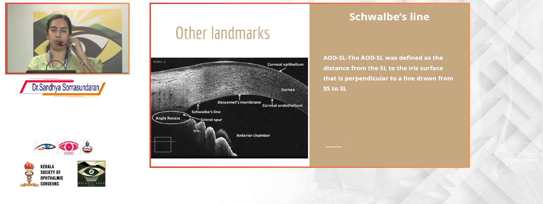Now, they actually try to design newer parameters, other landmarks for these angle parameters. It is said that we can use Schwalbe's line as an identification. All these angle opening distances were based on the scleral spur, but if Schwalbe's line is used, they say it is more reliable. But in most of the studies, even still now, the scleral spur is used as the method.